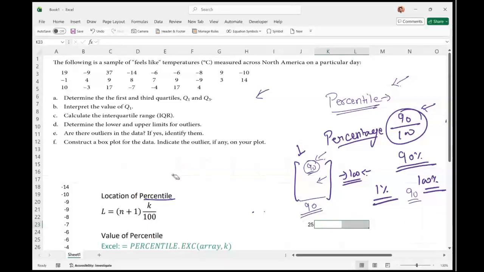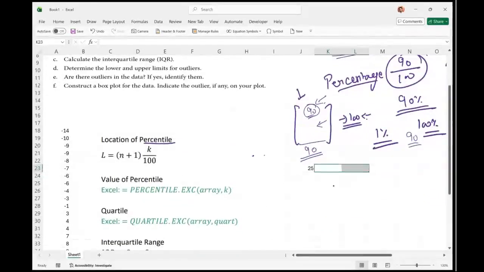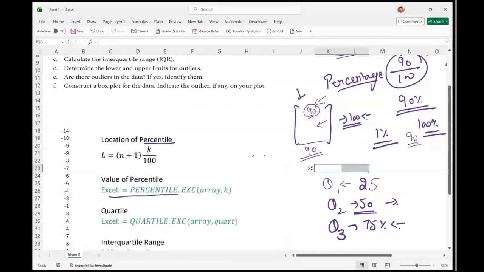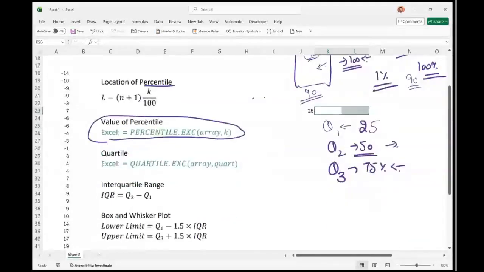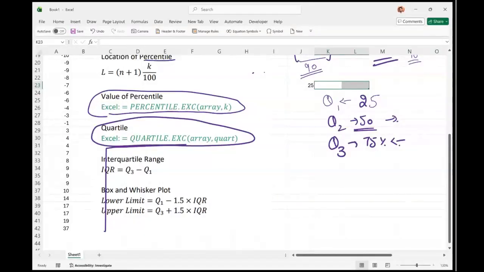Now, the next thing that comes to mind, what is quartile? Quartile is a specific name given to certain percentiles, not percentages. 25 percentile is called quartile 1, Q1, and Q2 is 50 percentile, which is the same as the median also, and then Q3 is 75 percentile. So that's what quartile is, a specific name for specific percentiles. Now, to find the percentile, we can use this particular formula, and to find the quartiles, we can use this particular formula.